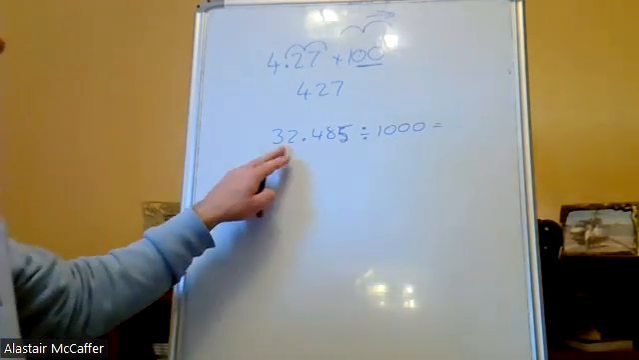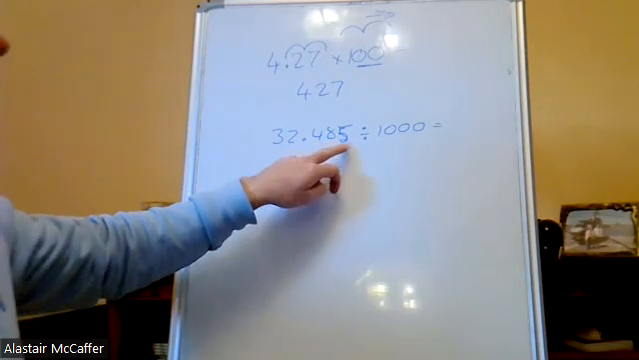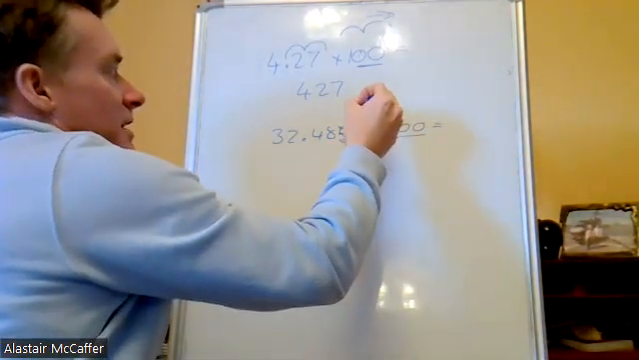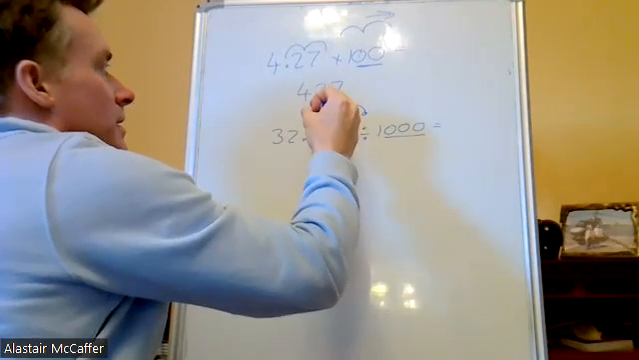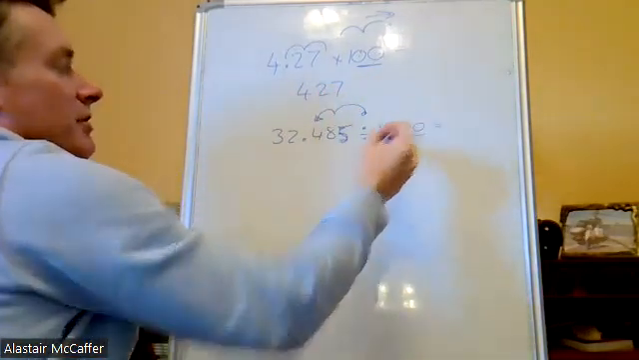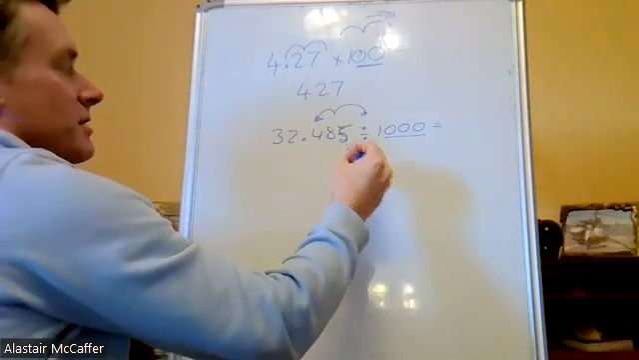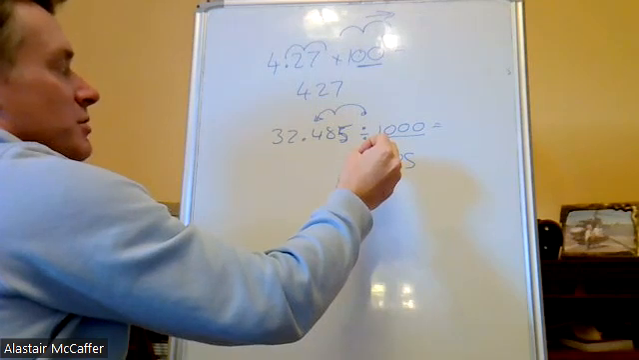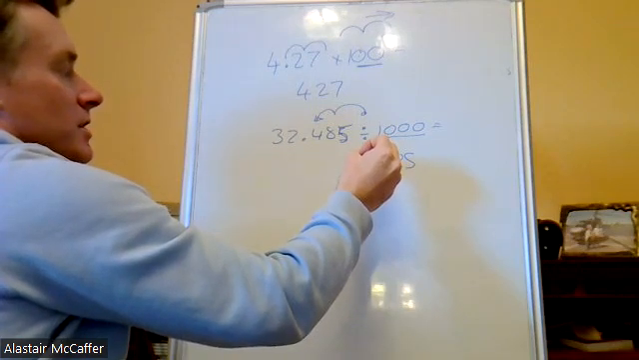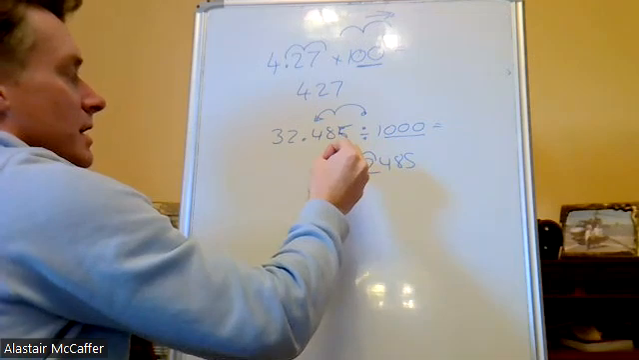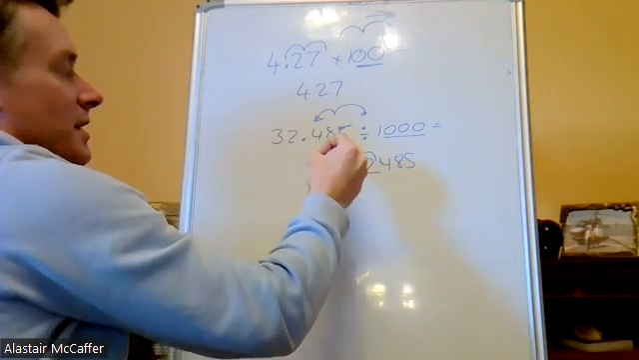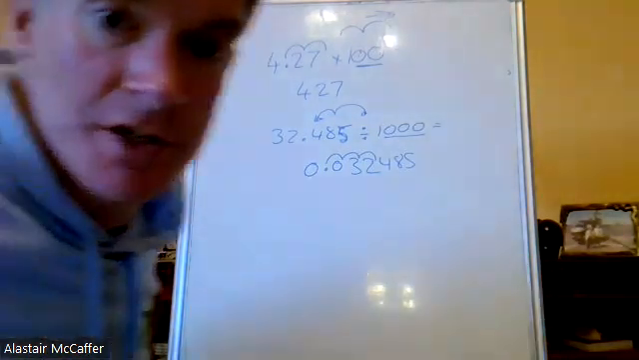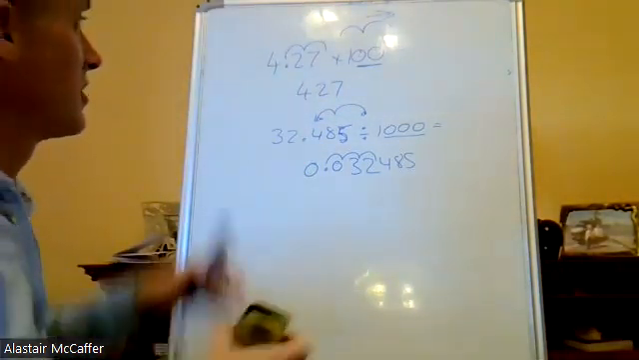Next one, 32.485 divided by 1,000. So you've got 3 zeros and you divide, so you're moving the decimal point to the left, and you're moving it 3 places because there's 3 zeros. So you've got 32485. The decimal point was between the 2 and the 4. So it would go 1, 2, 3. Put the decimal point in, and then underneath the jump, you put a 0. Well done if you managed to get those 2 right.